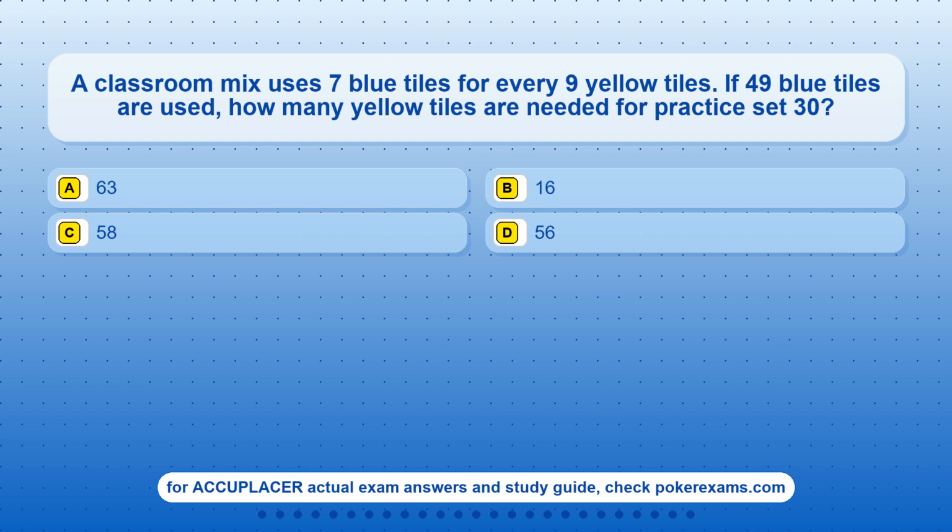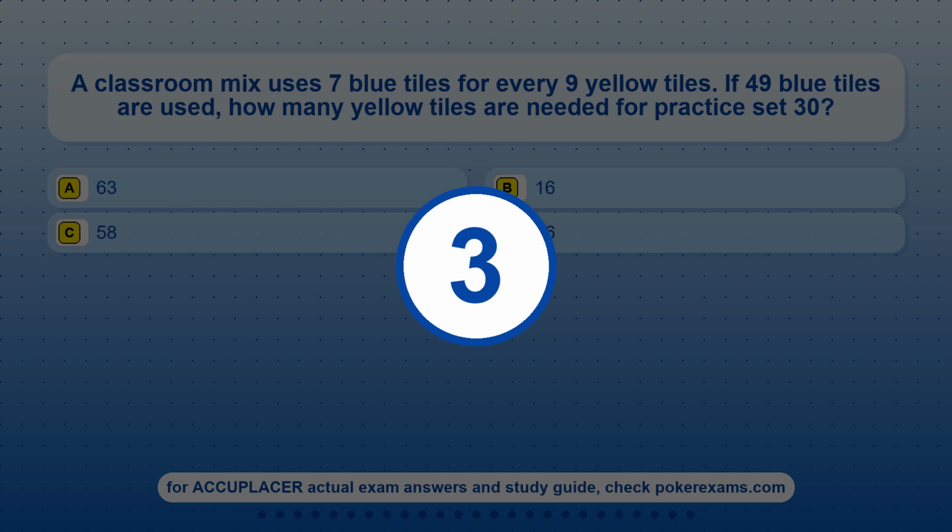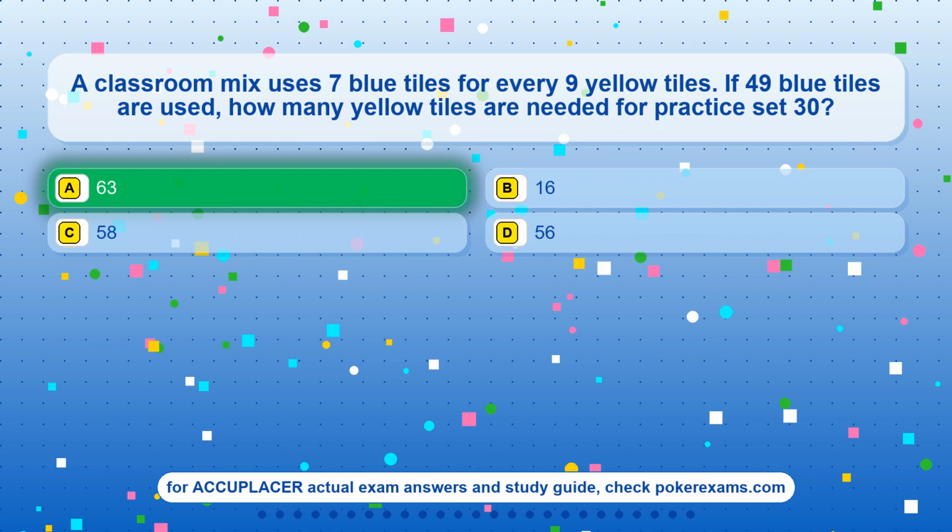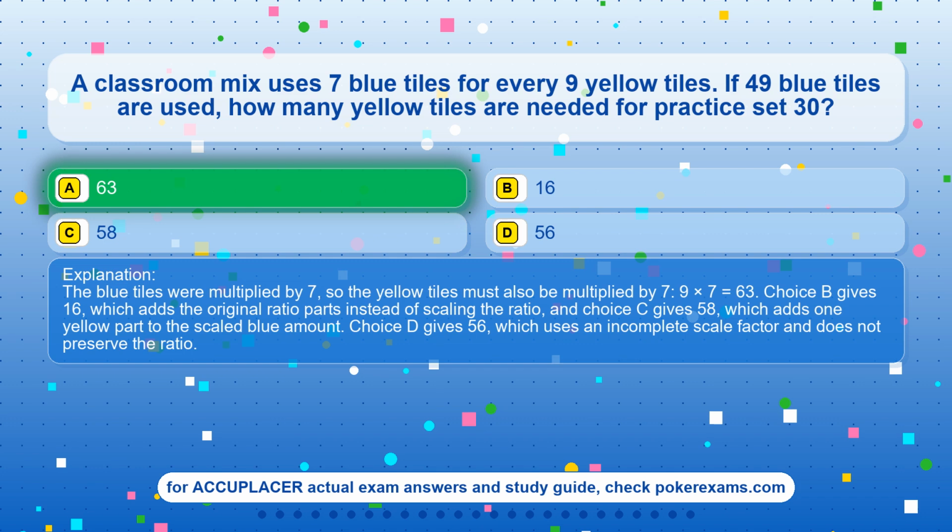Question 19. A classroom mix uses 7 blue tiles for every 9 yellow tiles. If 49 blue tiles are used, how many yellow tiles are needed for practice set 30? Option A, 63. Option B, 16. Option C, 58. Option D, 56. The correct answer is option A, 63. The blue tiles were multiplied by 7, so the yellow tiles must also be multiplied by 7. 9 times 7 equals 63. Choice B gives 16, which adds the original ratio parts instead of scaling the ratio, and choice C gives 58, which adds one yellow part to the scaled blue amount. Choice D gives 56, which uses an incomplete scale factor and does not preserve the ratio.